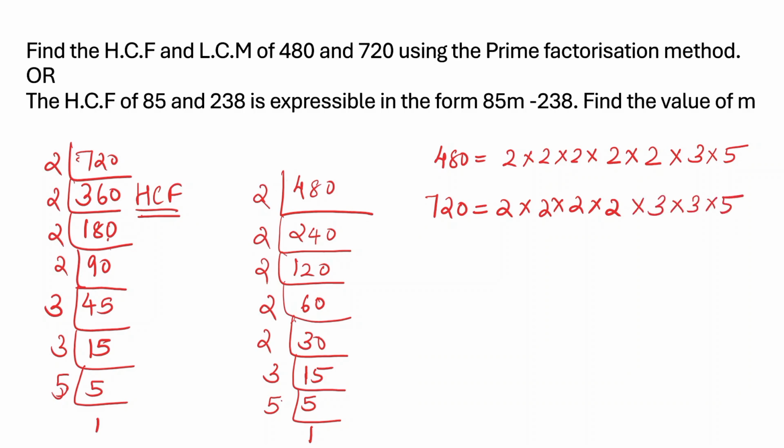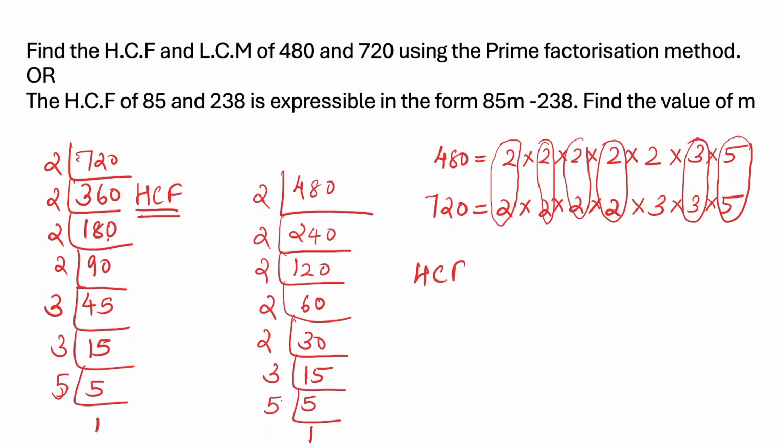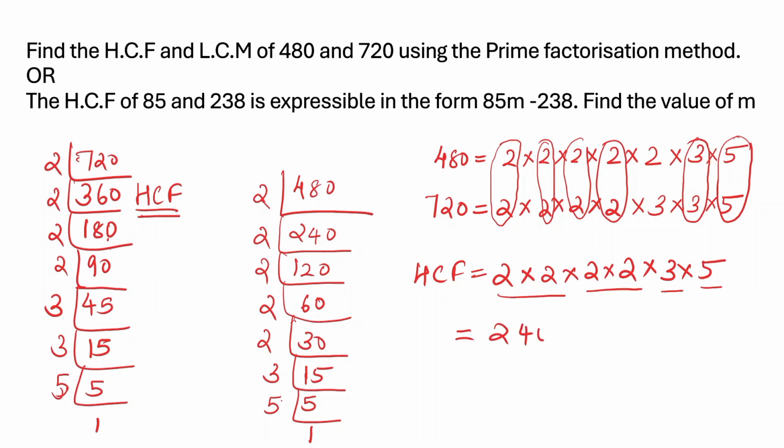We can select the common numbers. So 2 and 2 are common, only one time we are taking, right? Then another is common, this is common. We cannot take this 2 because only 3 is here. So 3 and 3 we can take as common. We are checking the common numbers. So for the highest common factor, from each group we have to select only one number: 2 times 2 times 2 times 2 times 3 times 5. 16 times 15 is 240 is the answer.